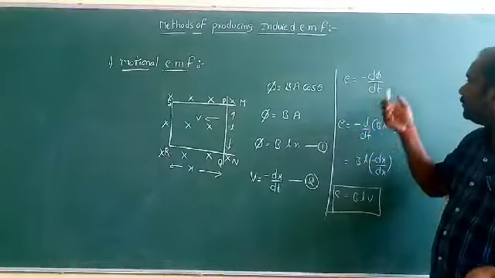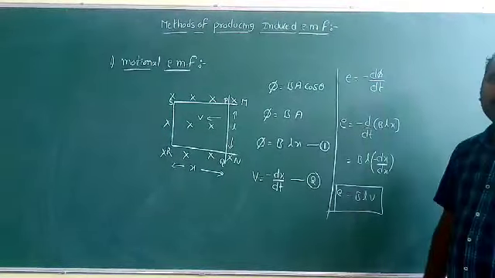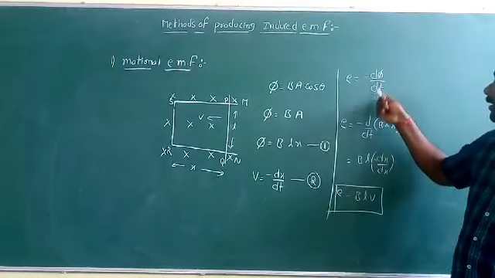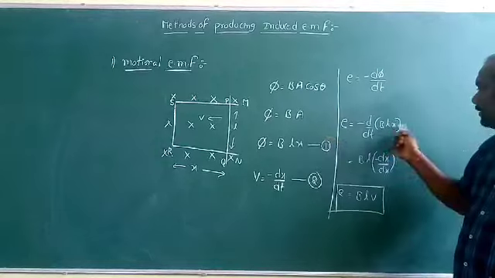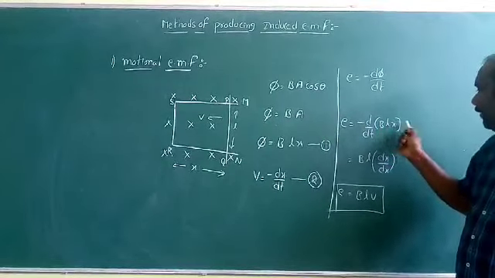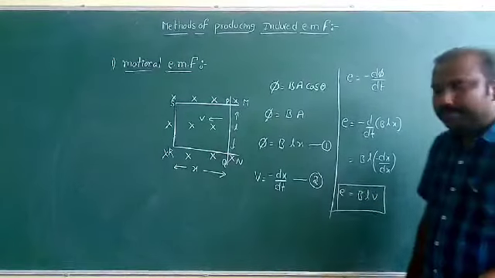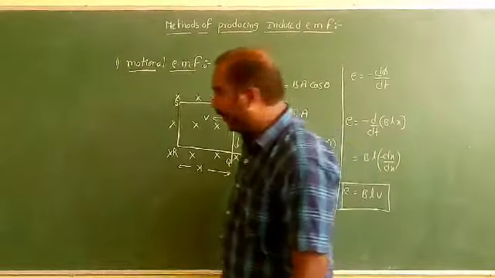Then later I substitute this in Faraday's laws of electromagnetic induction. E is equal to minus d phi by dt. Phi value BLx. BL is common, it will be dx by dt. Dx by dt is nothing but velocity, and finally I got induced EMF is equal to BLV.